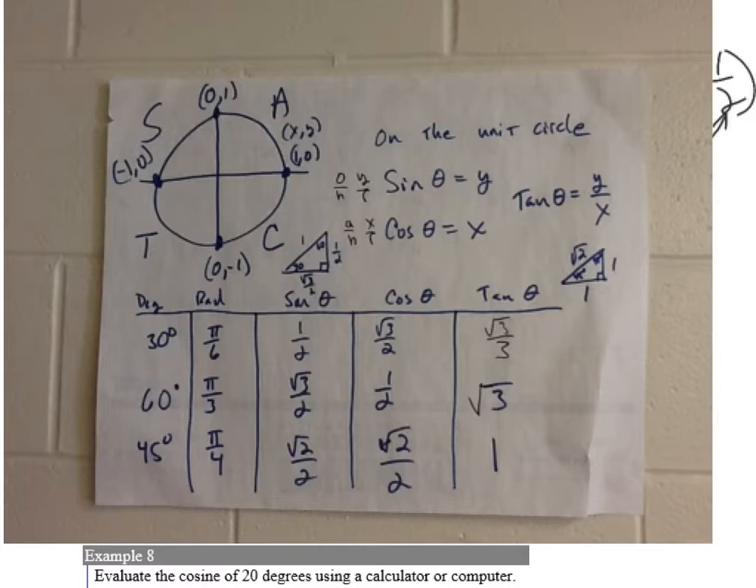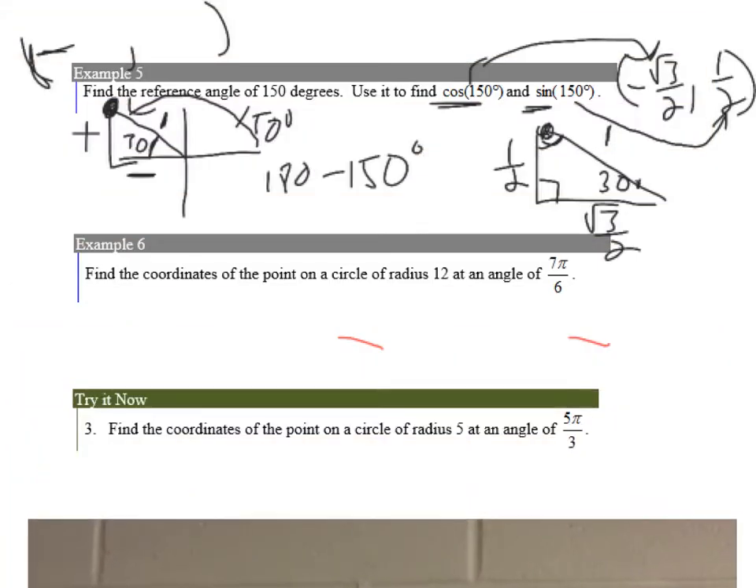Okay, so let's keep this in mind as we do the next one. So they're asking me to find the coordinates of an angle. Let's see, the radius. So let's find the coordinates. Well, I'm going to change this a little bit. I'm going to make an executive decision.